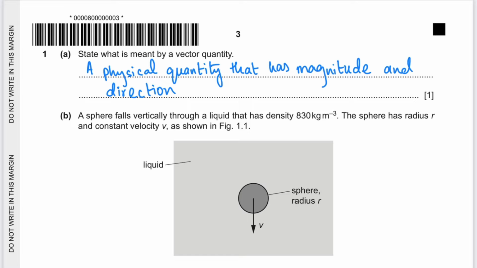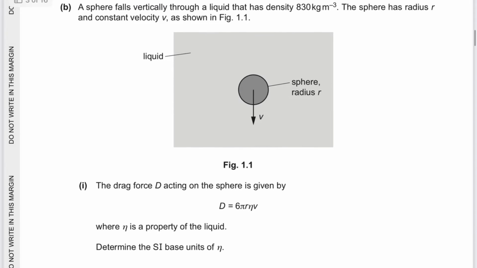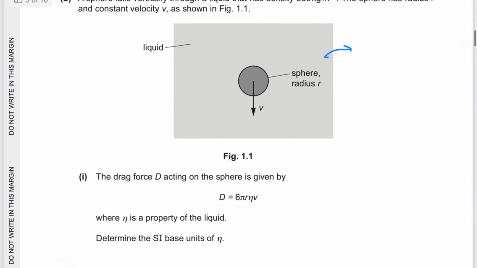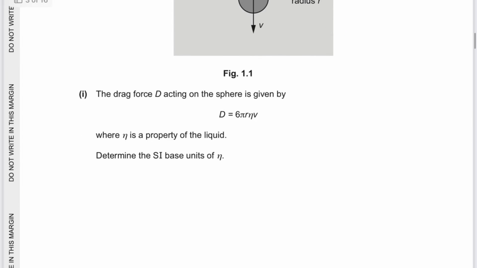B, a sphere falls vertically through a liquid that has density 830 kg per meter cubed. The sphere has a radius r and constant velocity v as shown in figure 1.1. The drag force acting on the sphere is given by this formula over here, where n denotes a property of the liquid. Determine the SI base units of n.